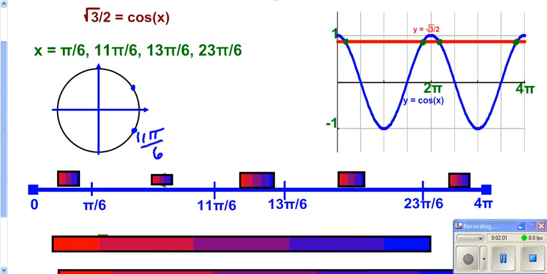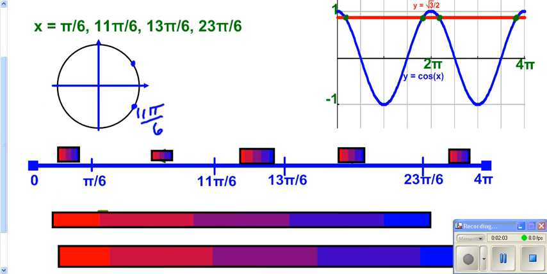Well, let's go ahead and put that then on a number line. We know we're starting at 0, going all the way to 4 pi. We have our pi over 6, our 11 pi over 6, our 13 pi over 6, and our 23 pi over 6. Well, when you look at the graph, is your function greater than or less than the root 3 over 2, which is in red? Between 0 and pi over 6, you're greater than.